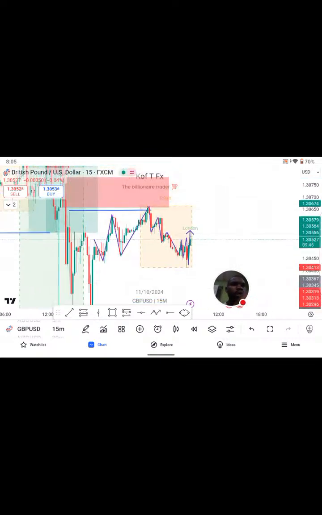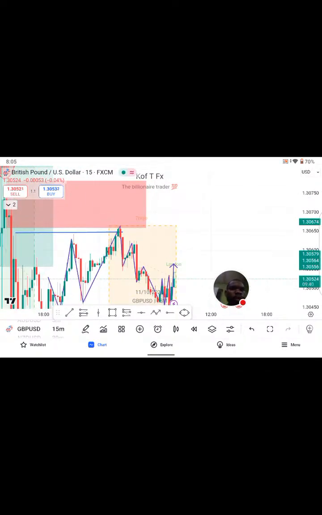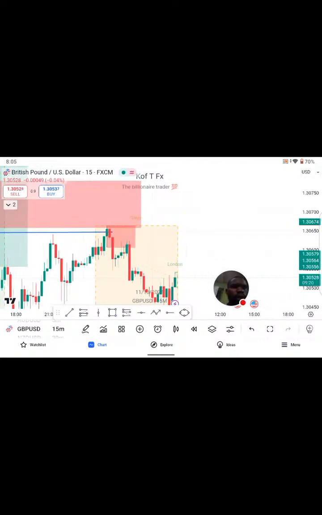So as it is right now, what I can see here is, as you can see, price has already mitigated this. There is a mitigation there, and here is not yet mitigated.